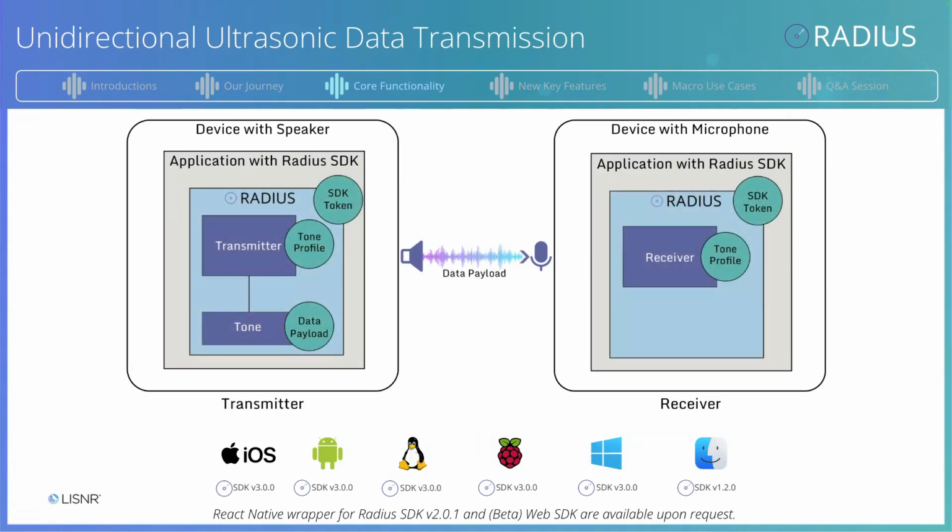Some of the key Radius SDK objects are transmitters, receivers, and tones. And a few key parameters are the SDK token, which is used to initialize and validate the SDK, our tone profiles, which we'll talk about next, and the data payload itself. Now, data can be structured or unstructured and be whatever data is needed to facilitate a transaction. This can be verification data, a user ID, a loyalty ID, a tokenized card, transaction ID, location ID, the list goes on.